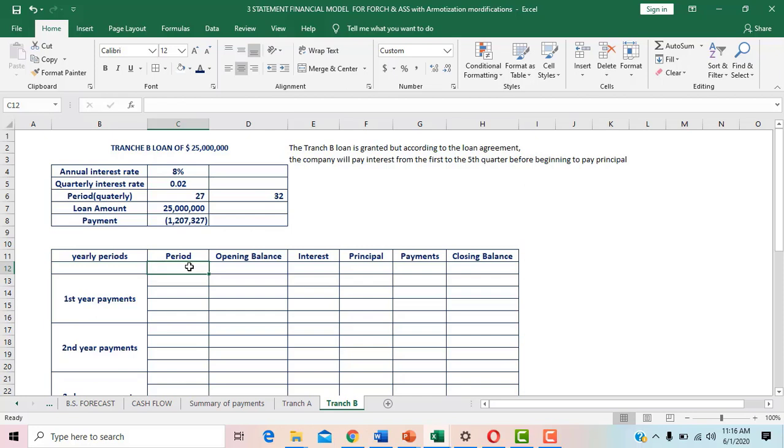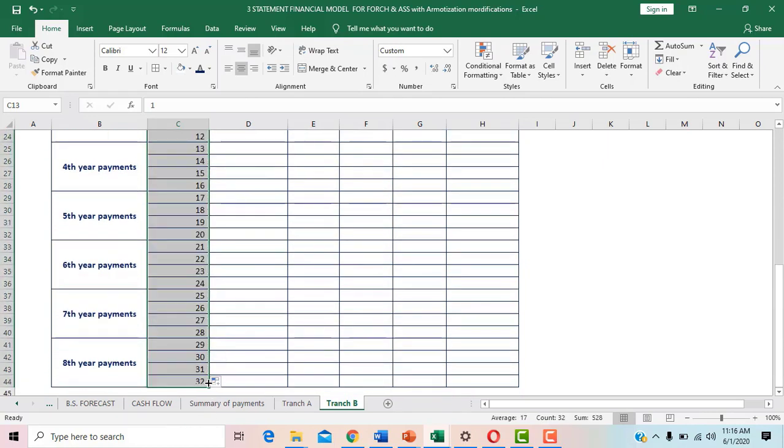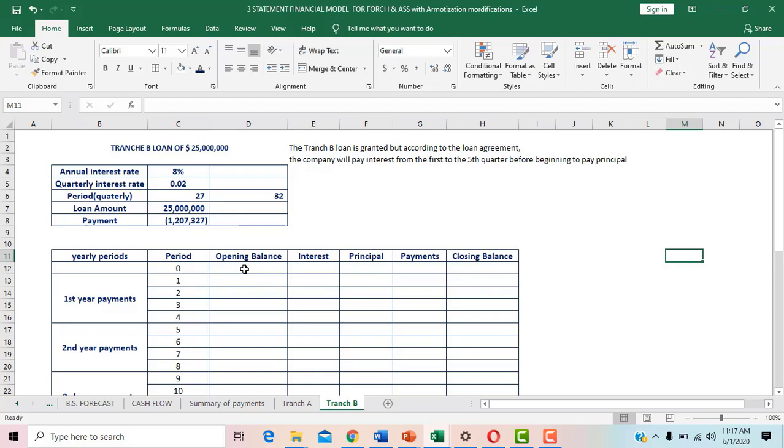Now that we have our payment calculated, let us develop our amortization table. We are supposed to develop an amortization table for 32 periods. 0, 1, 2, 3. We just pull that down right up to the 32nd period. Remember that from the 1st right up to the 5th period, we are told that the company is going to make just interest payments. So this is equal to 1st period. It's going to be the loan amount of $25 million. Let's fix that, please. And then we just pull that right up to the 5th quarter.